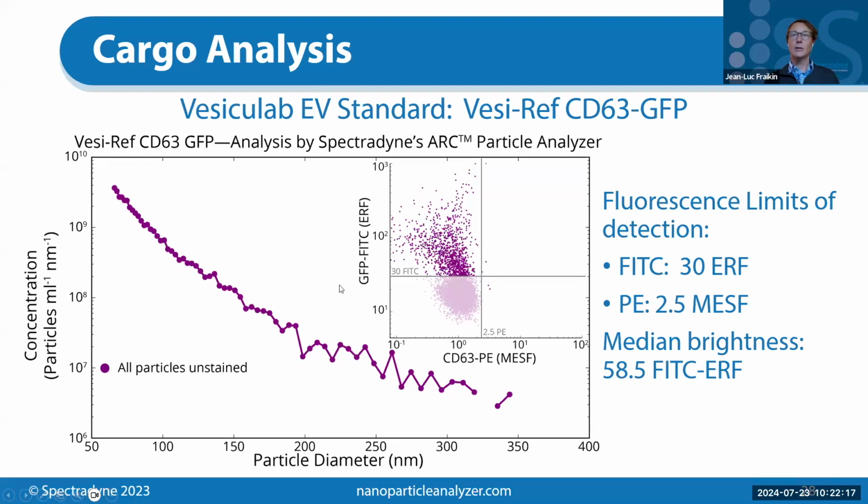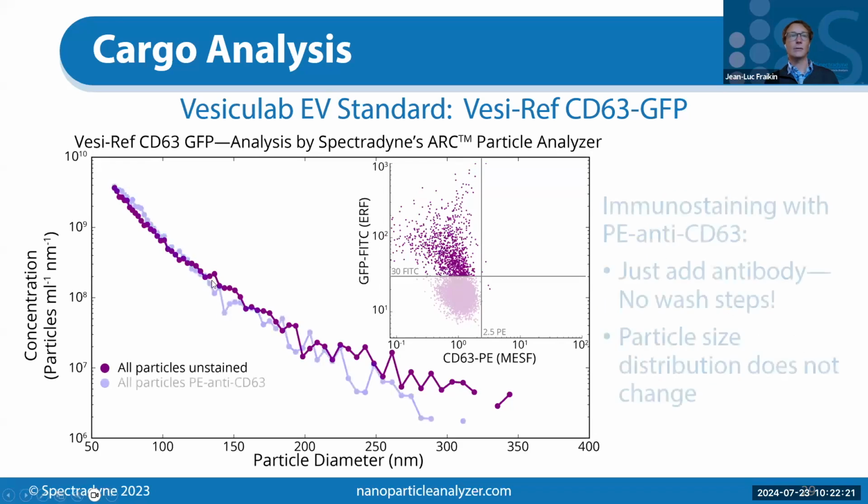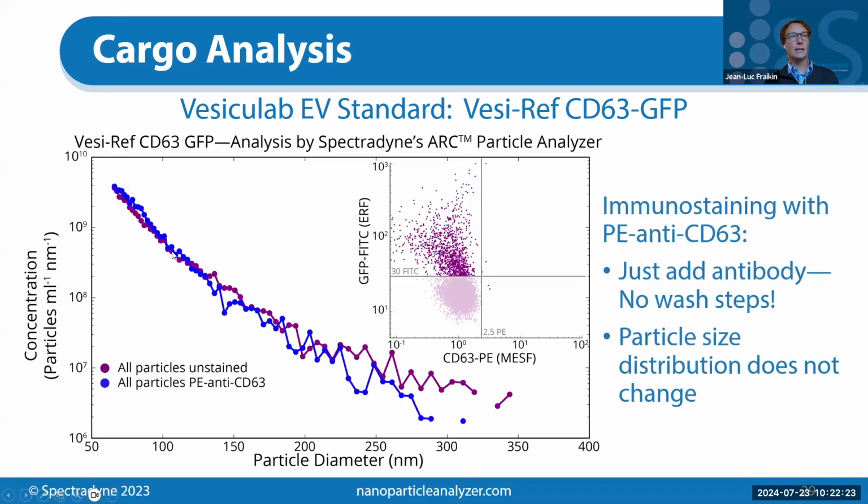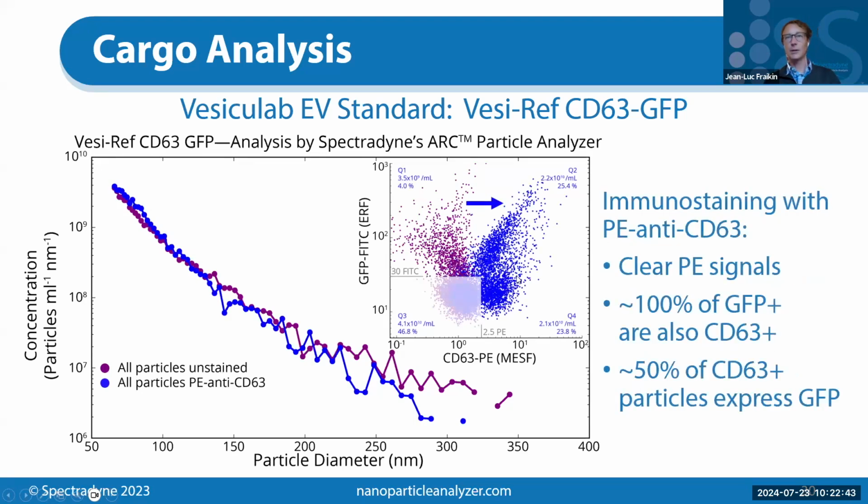The story gets more interesting, though, when we stain it with an antibody for CD63. First, the size distribution after staining with the PE conjugated anti-CD63 antibody looks about the same. That's normal. We expect that the particle size doesn't change very much when you tack on a few different antibodies on the outside. So that's fine. But the fluorescence profile of the sample changes radically. So that's what's shown up here.